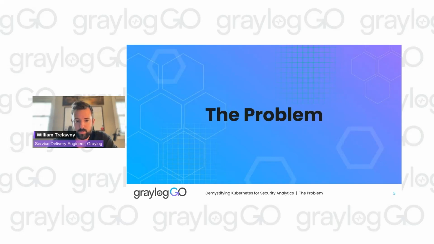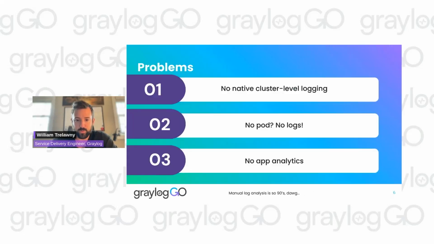So the problem with this is twofold. One, there's no native cluster-level logging mechanism. Yes, you can issue the command kubectl logs to get logs of a pod, but that is one way to get a current stream of logs for that pod. There's no central interface where you can get all pods' and all containers' logs in a single stream to be piped somewhere else.